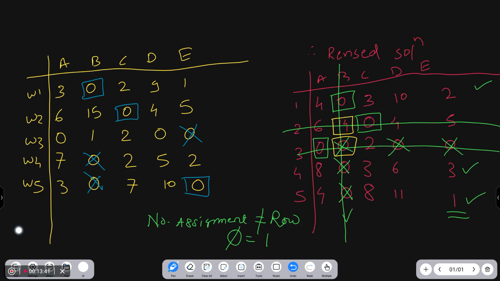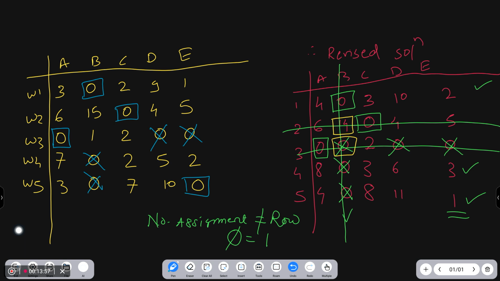Right. After that, you have to start the column wise. There is only 1 zero, I mean assignment here. At the same time, I have to cross it. Now, any assignment is possible in this revised solution?